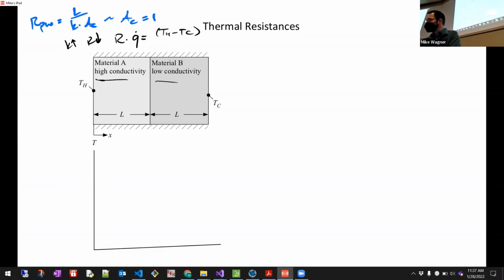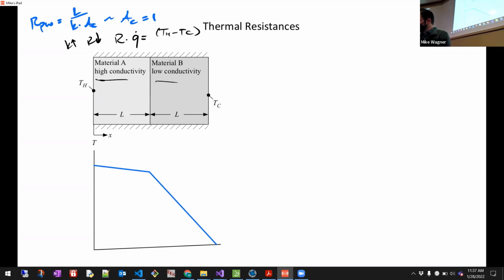So what I'm saying here is, if we draw this out, we would expect for a material with high conductivity and low resistance that the temperature drop across that material would be relatively low. So relatively low temperature drop compared to a material with low conductivity. It might look something like this. We don't even have to know anything about the problem other than what we're given and the idea of resistances, and we can sketch the temperature profile before even solving anything.